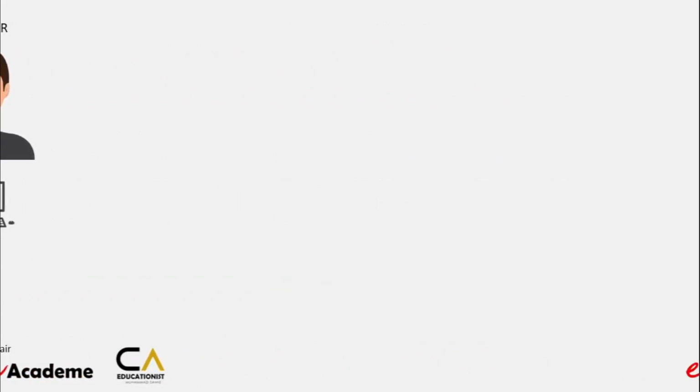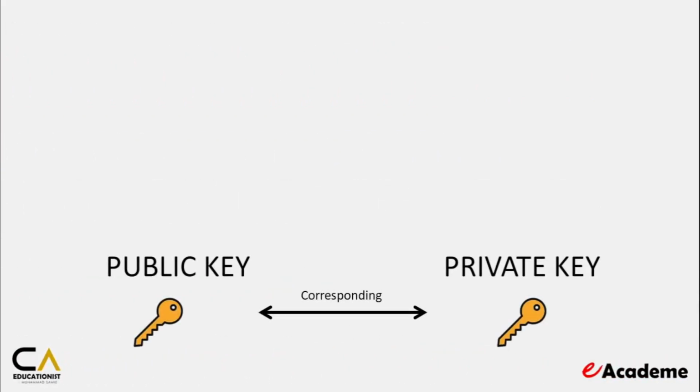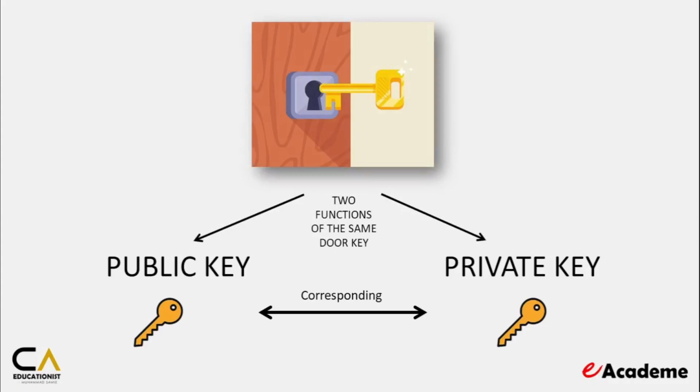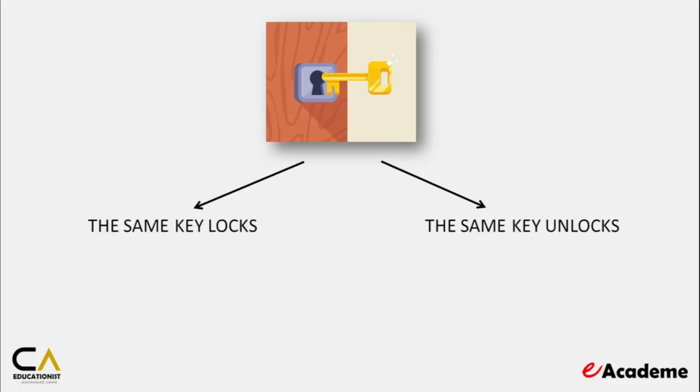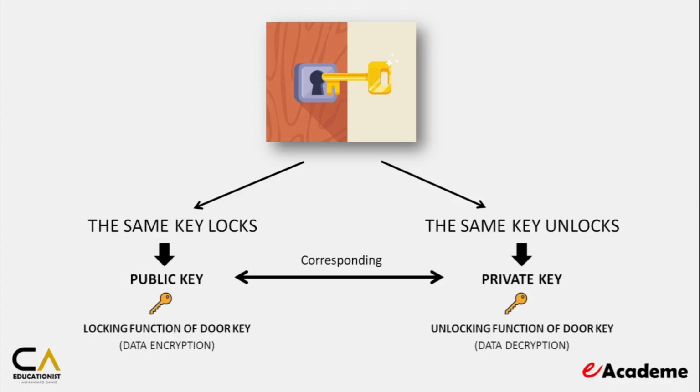A pair of public key and its corresponding private key can be thought of as two functions of a key to a normal door. If we take the example of a normal door, the key that is used to lock the door is the only key that unlocks it. In other words, the public key serves the locking function, or encryption in our case, and the corresponding private key serves as the unlocking function, or decryption in our case. It means if a public key is used to encrypt or lock a message, only its corresponding private key can decrypt or unlock it. A pair has to work together.